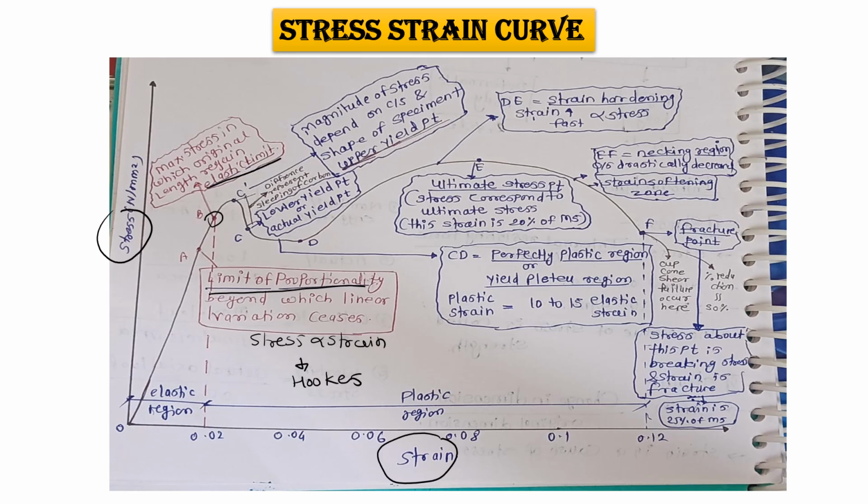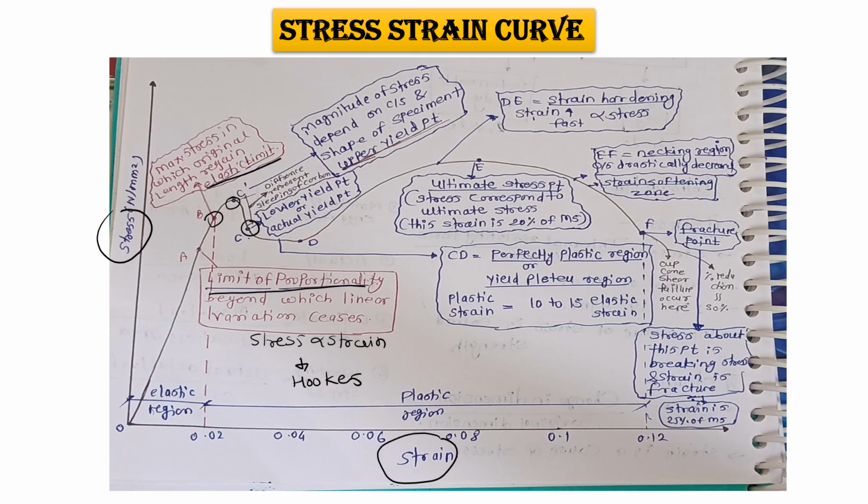The next, C point. First is C dash. C dash is the upper yield point, then C is the lower yield point, which is the actual yield point. From that C, the material does not regain its original position after removal of the applied force. C is the fixed point from where the material completely goes to the plastic state.